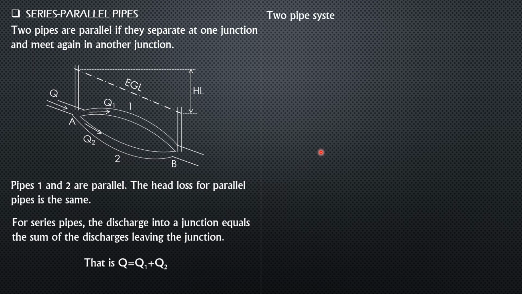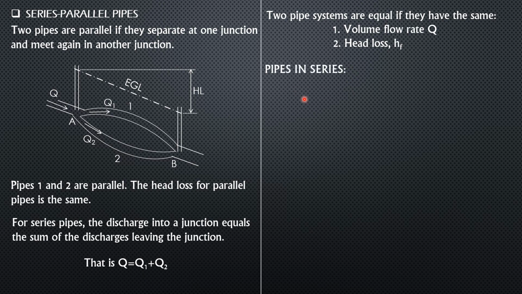For two pipe systems to be equivalent or equal, they must have the same capacity, so they must have the same discharge or volume flow rate, and they should have the same head loss. Then let's now have pipes in series, neglecting minor losses in the connections, such as the presence of conical, we have gradual contraction here for connecting pipes.